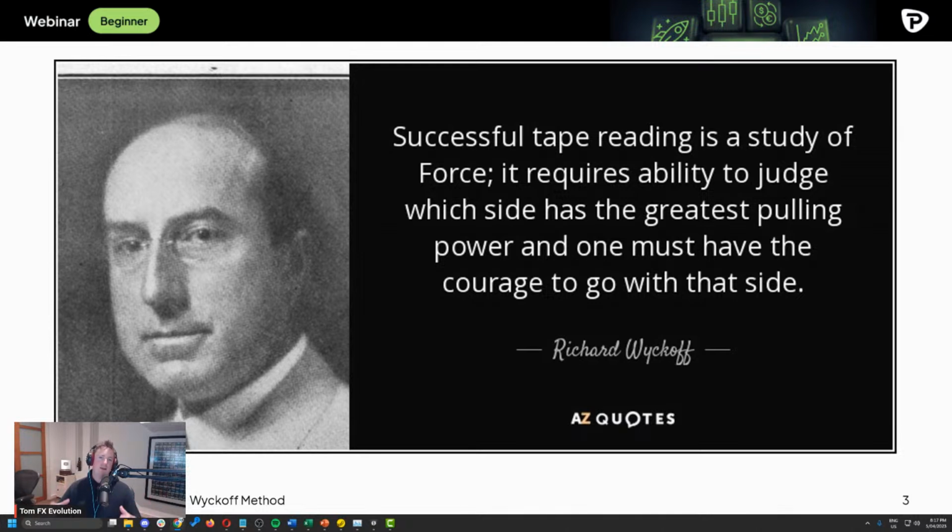We know the FX market has trillions of dollars in transactions per day, and we have to understand that they're positioning based on all sorts of timeframes, all sorts of reasons. So what we're more interested in is thinking about markets as the ability for us to judge force. I think this is a great quote from Richard Wyckoff. He came up with the idea that the market and the composite man being one entity was moving markets in directions, balancing it out through forces of supply and demand and equilibrium. So he said, successful tape reading is the study of force. It requires the ability to judge which side has the greatest pulling power, and one must have the courage to go with that side.